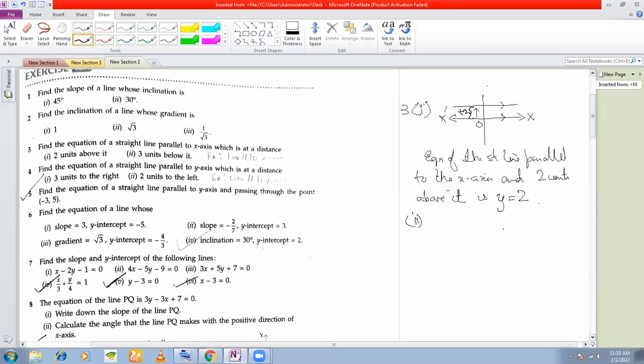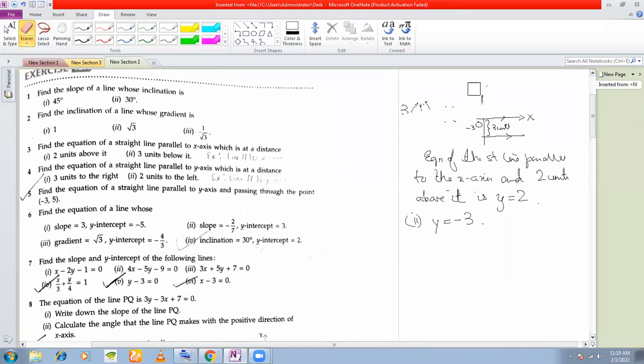Second one, 3 units below it. So first case is done. Now you have the coordinate axis, and for the second one you have 3 units below the x-axis. So here, three units, this distance. But then this is in the negative direction, right? So therefore, the equation of the straight line here will be y is equal to -3 in this case. Okay. Look at the next one.